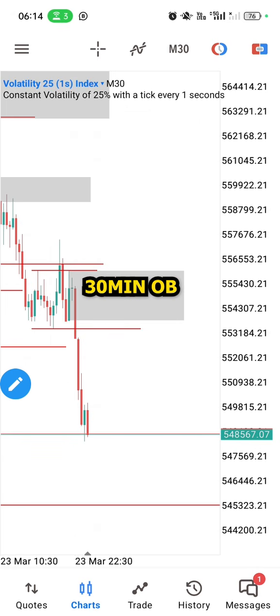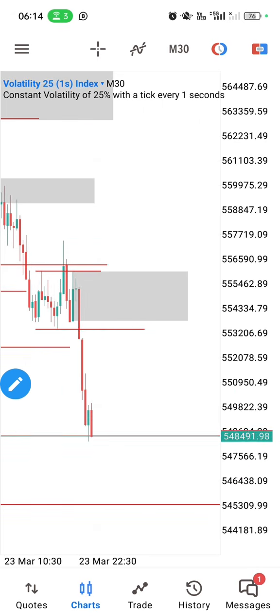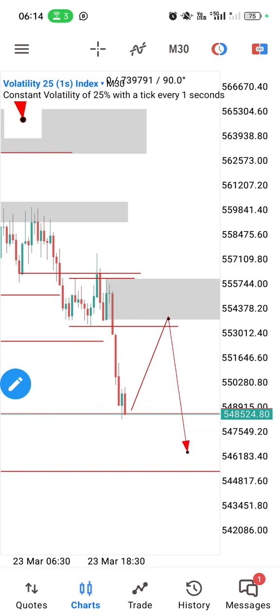What I'm going to wait for price to do is to return back to that 30-minute order block, and after it returns back to that 30-minute order block, we wait for price to shoot down.